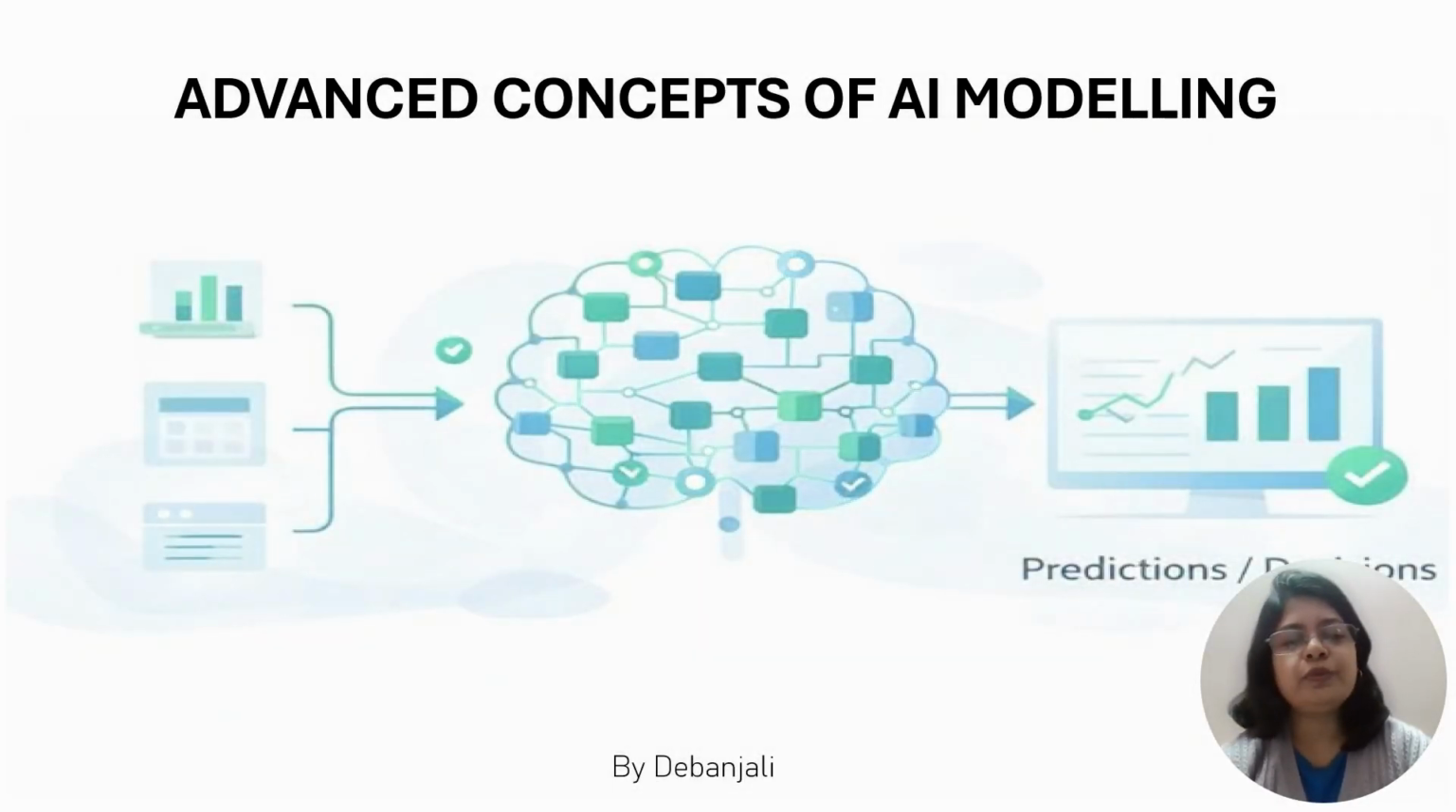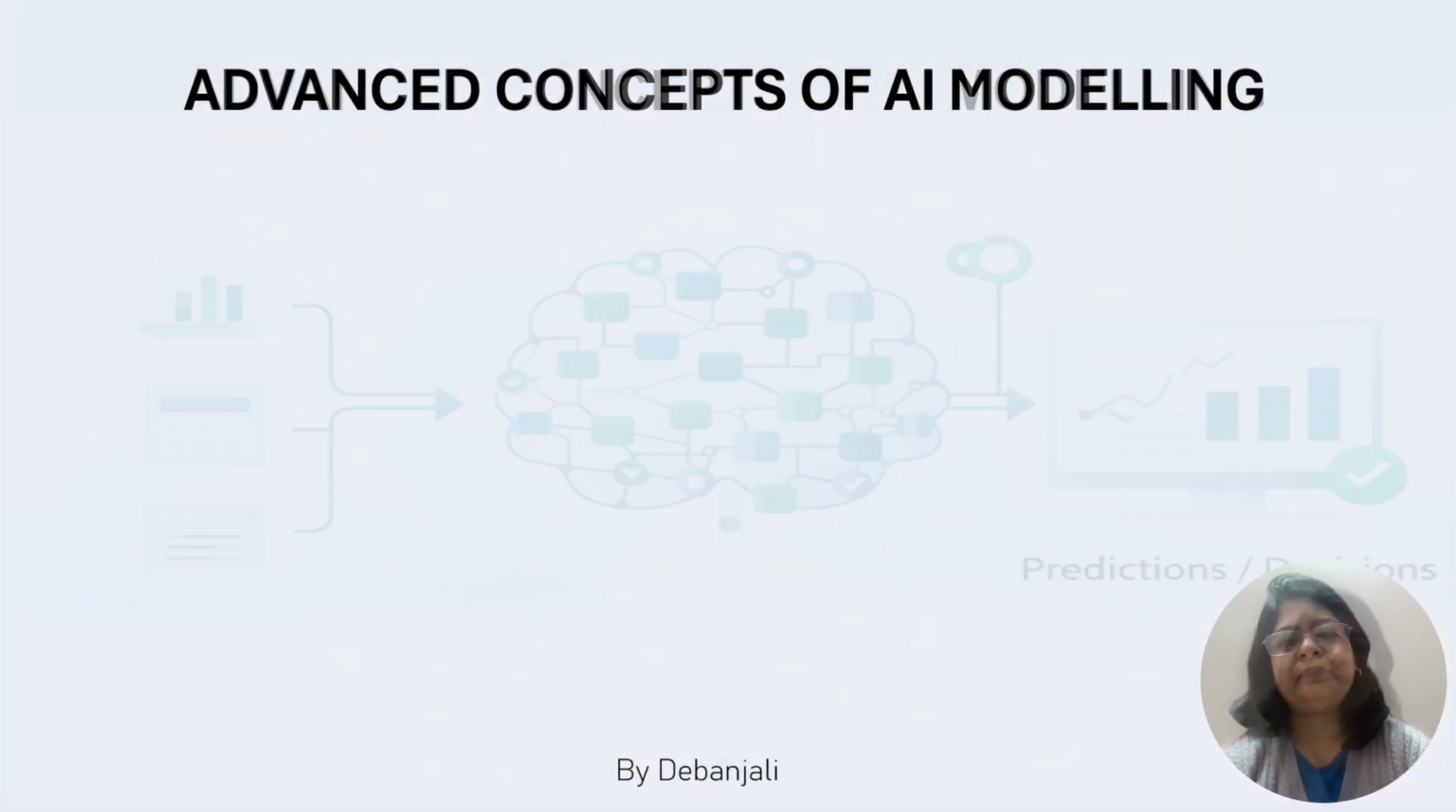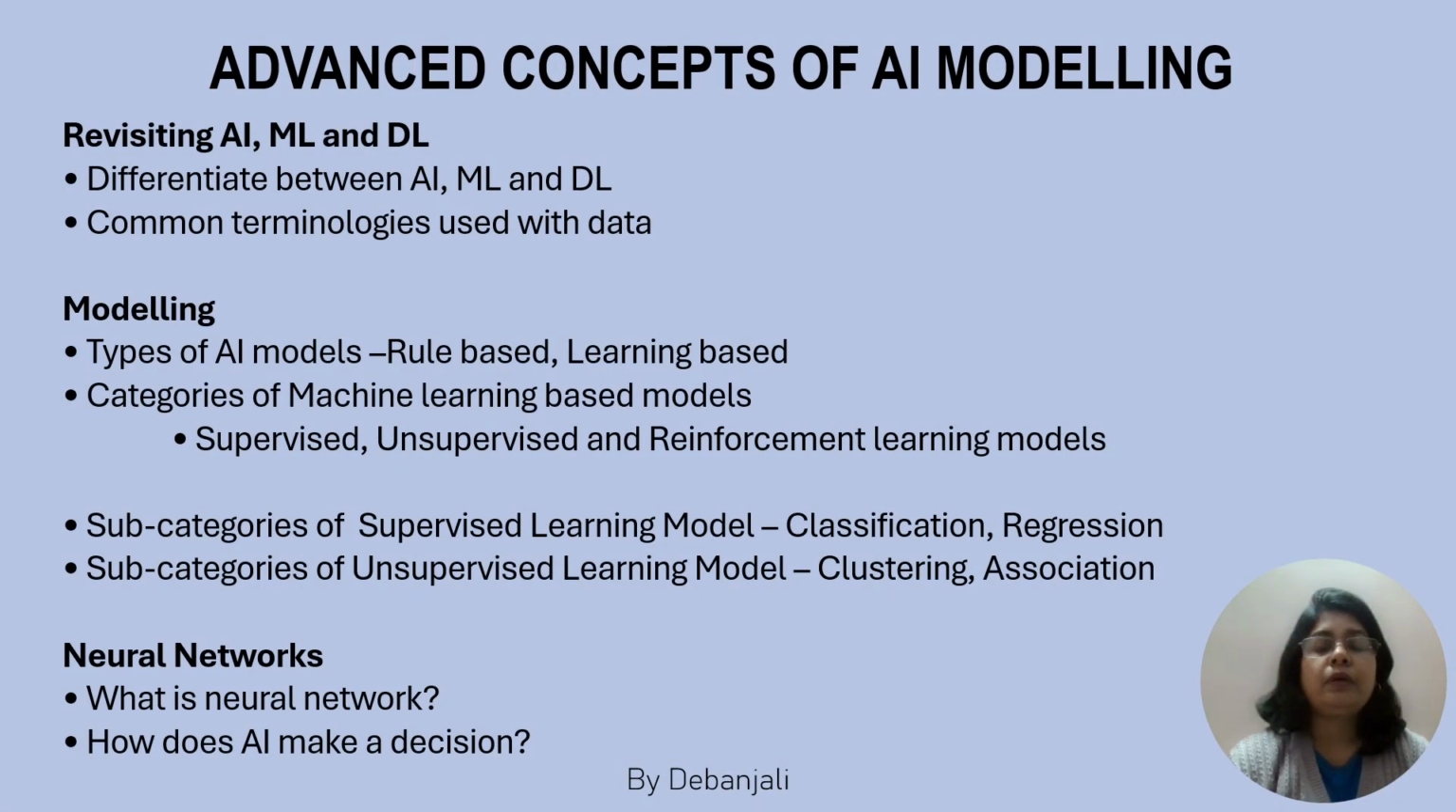Hello and welcome to the next topic, which is advanced concepts of modeling. The topics which we will cover are revisiting AI, ML, and DL, its subtopics, modeling, types of AI models, rule-based, learning-based, and all its categories. And this is very important. A lot of questions are asked from this part. And finally, the next topic is neural networks. So these are the topics which we'll be covering in advanced concepts of modeling.